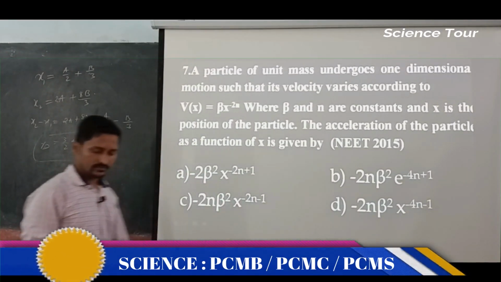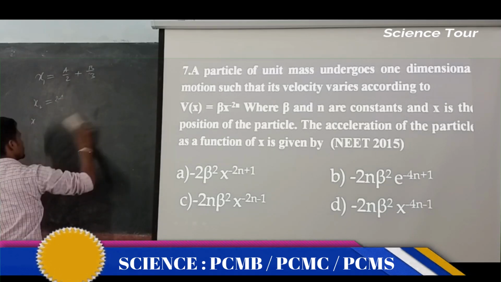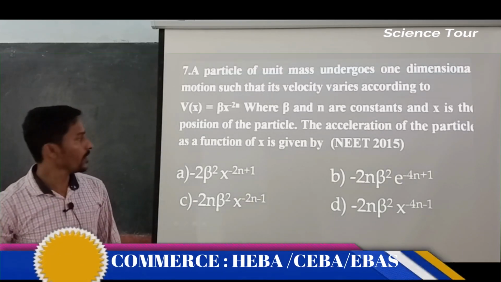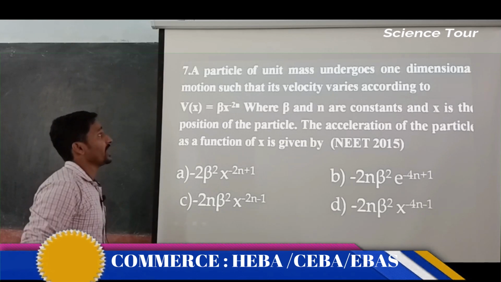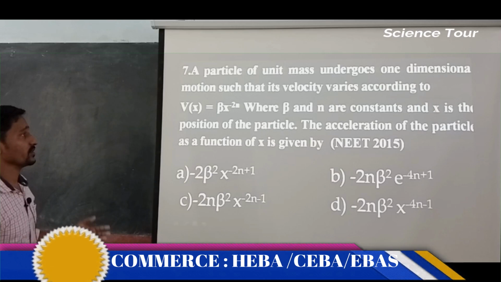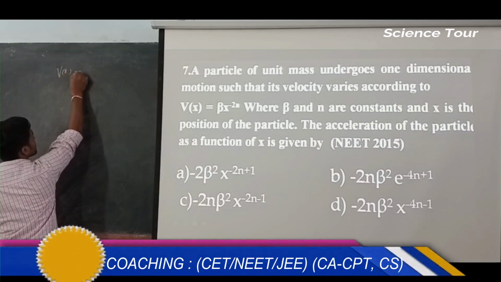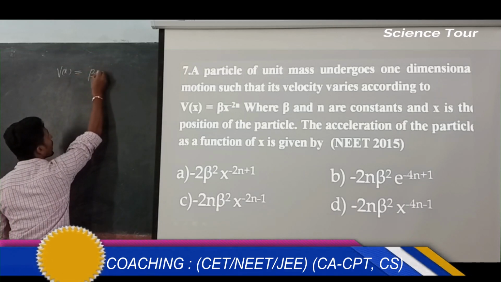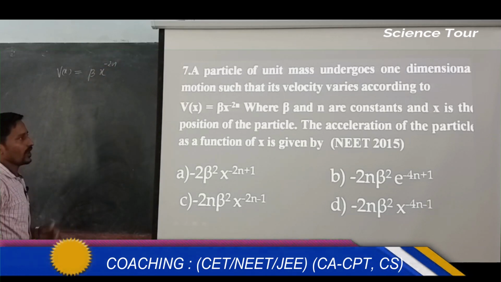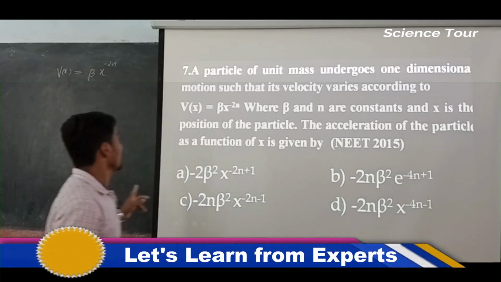So go through the question, find out the answer, think about the answer in the same manner. Very simple question it is again. So now what is given? A particle of unit mass undergoes one dimension motion such that the velocity varies according to v as a function of x, that is nothing but beta into x to the power minus 2n. Always velocity we have studied as a function of time, but here it is a function of x.